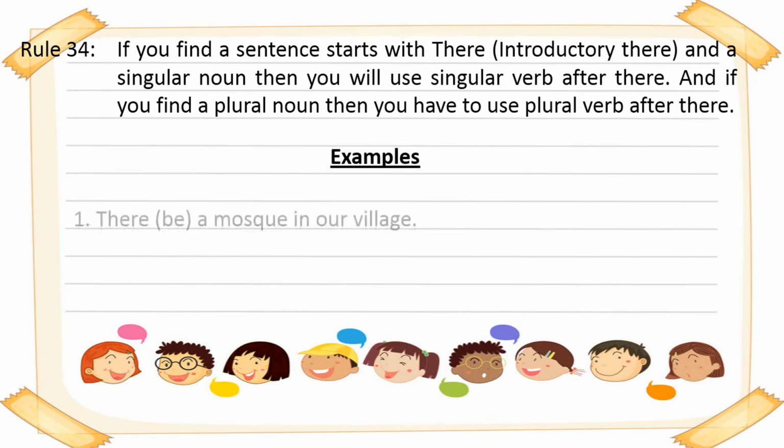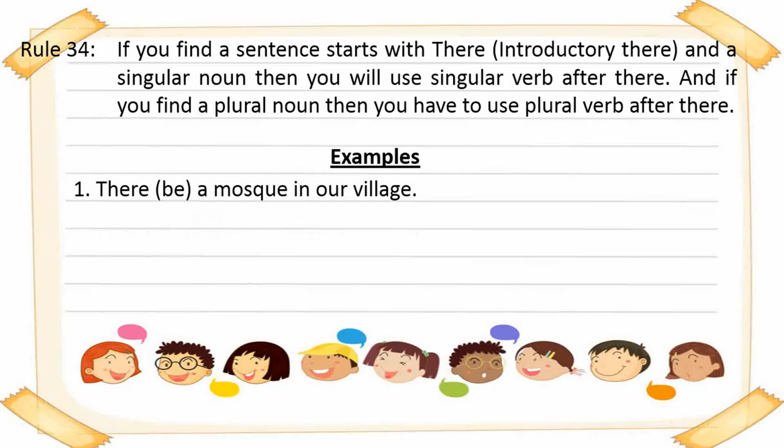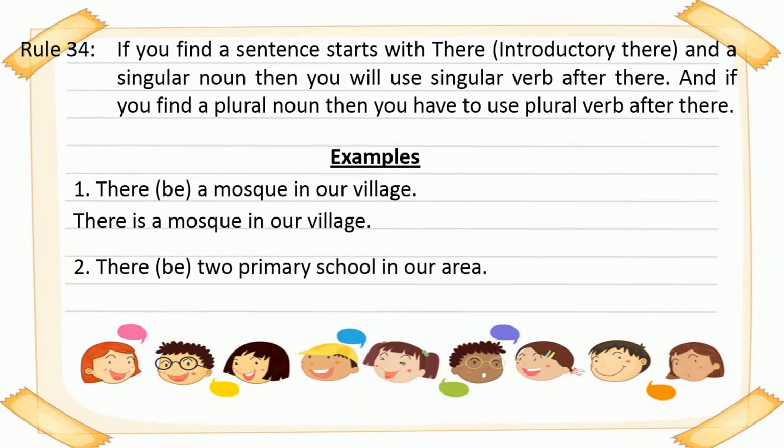It will be clarified. There be a mosque in our village. So the answer will be, here a mosque. So it's singular, so the verb will be singular. So there is a mosque in our village. There be 2 primary school in our area. So here 2 primary school, it is plural noun. So the verb will be plural. So there are 2 primary school in our area.